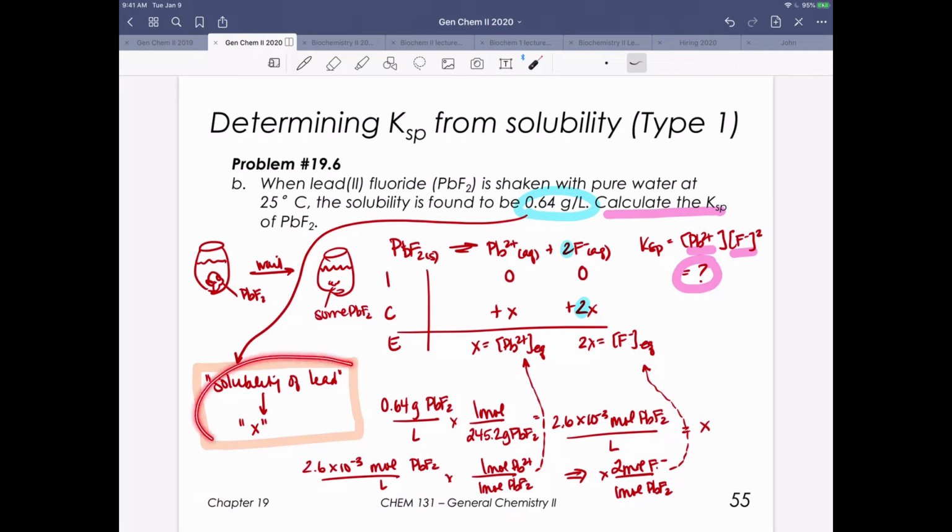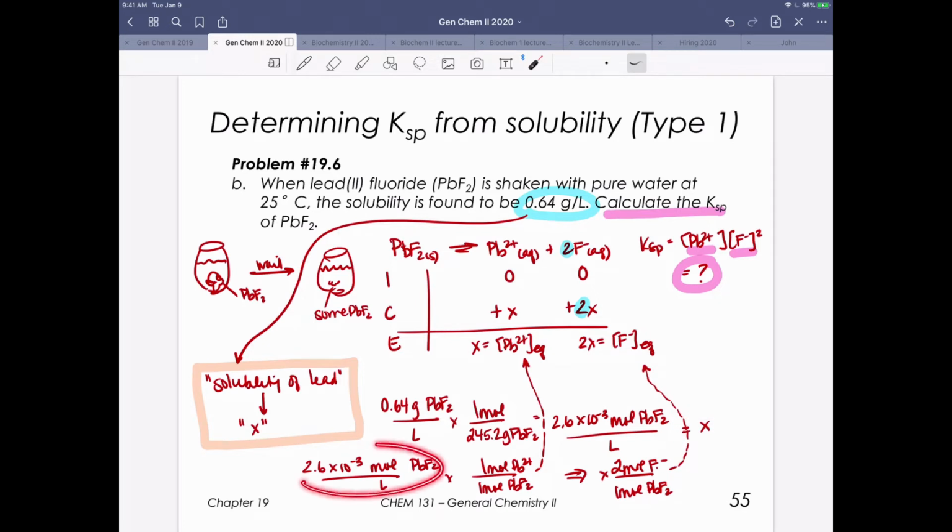So again, just like we saw with our last problem, they give us the solubility of lead, but they give it to us in units that are not molarity. So we need to do a little bit of work to convert 0.64 grams of lead fluoride per liter into a molarity. So again, we can use the molecular weight for that. No need for a prefix conversion. We're already in units of liter. And so we get that the solubility, now we'd call molar solubility, is 2.6 times 10 to the minus third moles per liter. So that's equal to X.